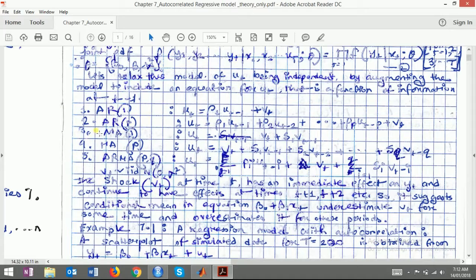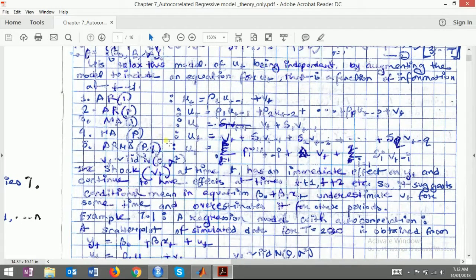The autoregressive p model, on the other hand, will go up to ut equals rho1 ut minus 1, plus rho2 ut minus 2, up until rho p ut minus p, plus vt, where the rhos are the correlation coefficients. The moving average 1 model, MA1, looks like ut equals vt.